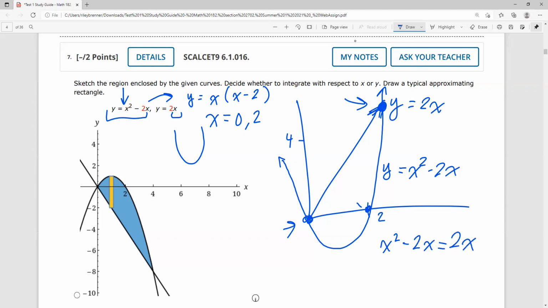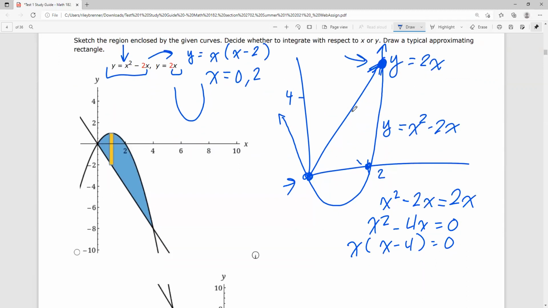So we go ahead and simplify this out. X squared minus 4x is equal to 0. We can factor out an x again. That'll be x times x minus 4 equals 0. And then from here, we can see that it intersects at x equals 0 and x equals 4, right? So that makes sense with our graph at the origin. And now we know that this point right here is 4 comma 8. But yeah, all of that was a little unnecessary, we probably got a little ahead of ourselves.